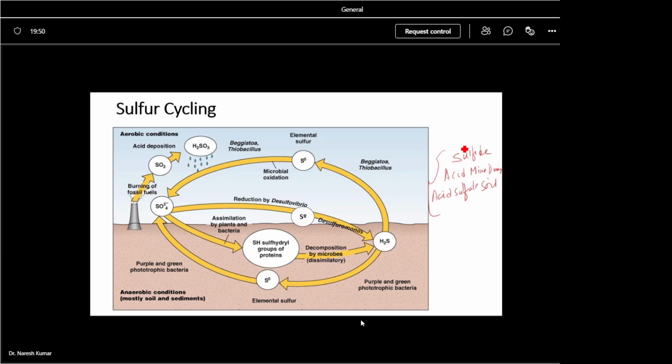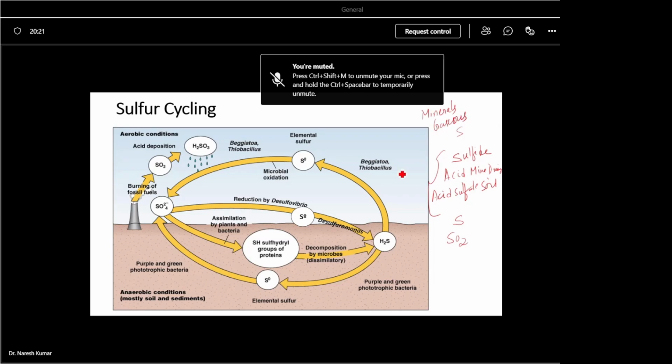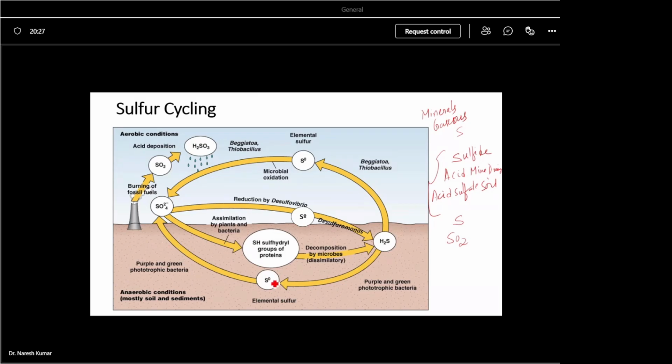Even in atmospheric chemistry, it is SO2, sulfur dioxide, which is a major cause of acid rain. So cycling of sulfur is very important. It is found in minerals, that means in mineral rocks, and there are also gaseous phases. Now, let us start with this elemental sulfur.